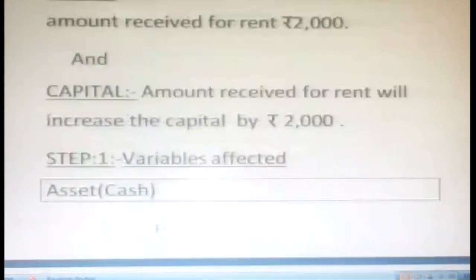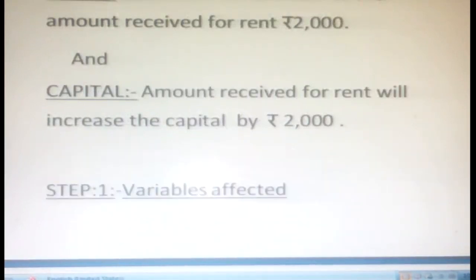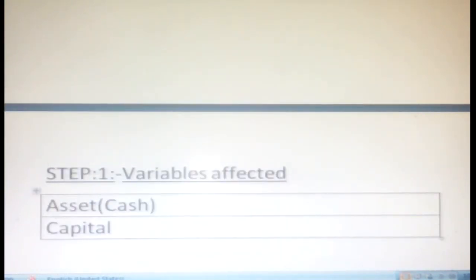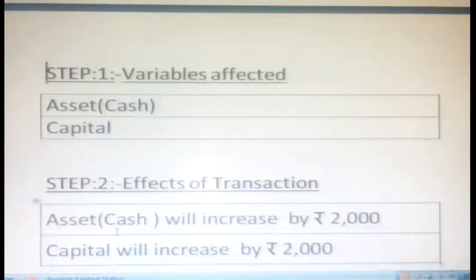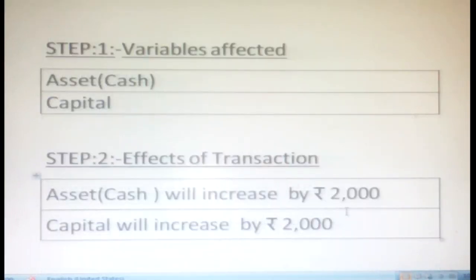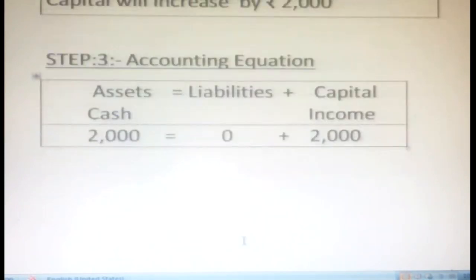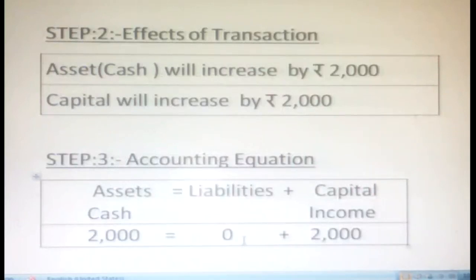Then what are the variables affected? Here step number 1, the two variables affected: one is asset, cash, then capital. What are the effects of the transaction? Asset, cash will increase by 2000. Capital will increase by 2000. That's the effects of the transaction here. Now you have to show it in the accounting equation. As an asset, we got money, so rent received we show under cash 2000. Liabilities 0. As capital income, we show 2000 under the head of capital. So the accounting equation is equal.